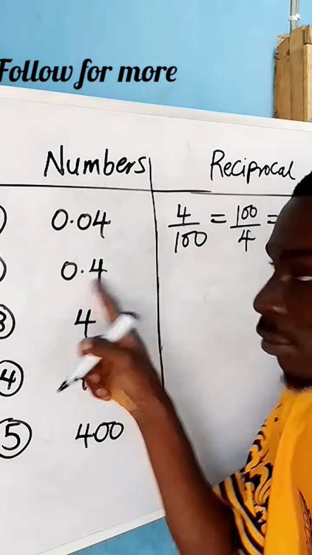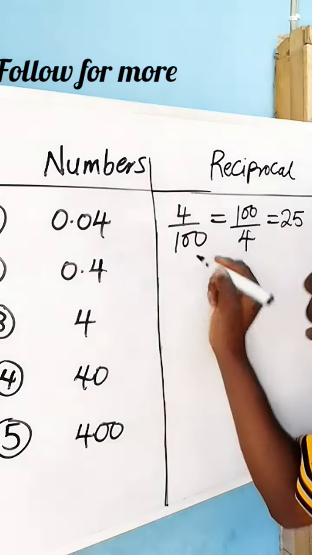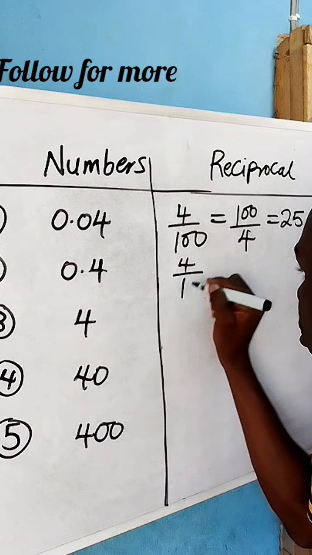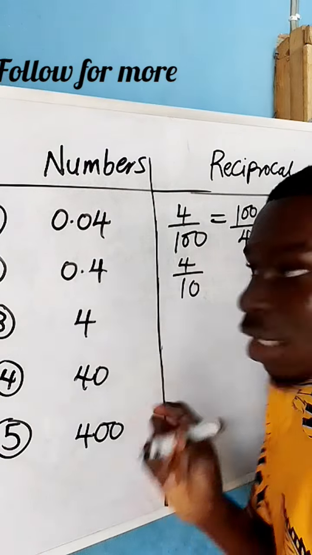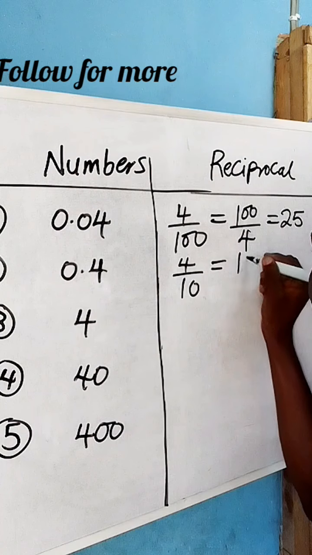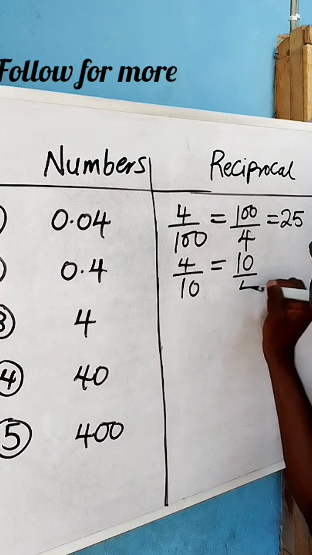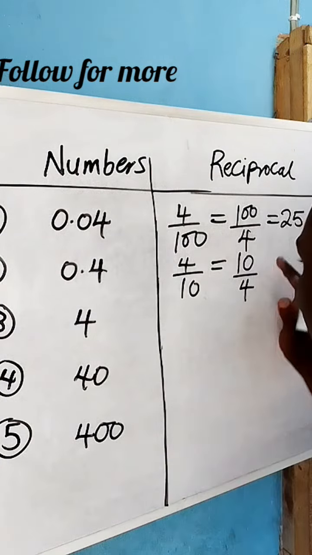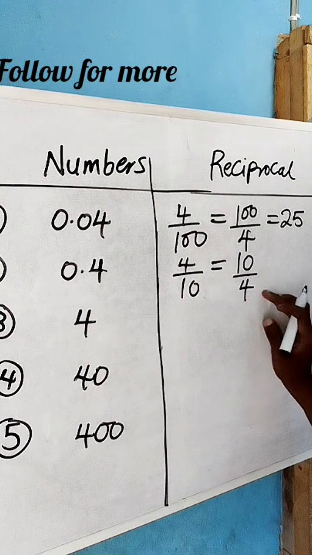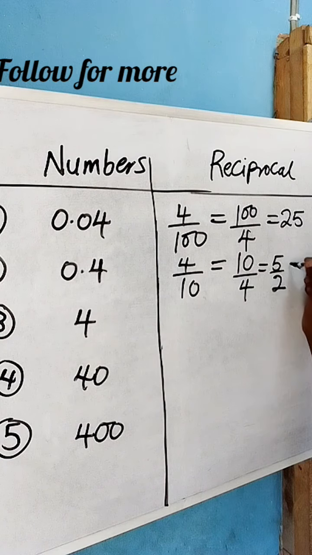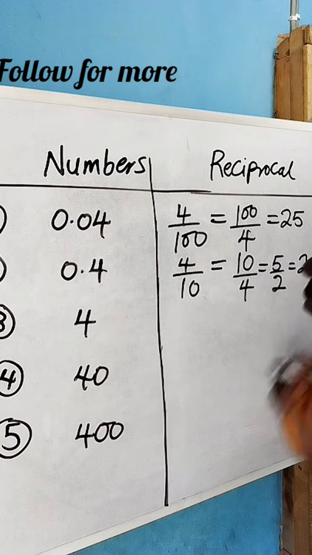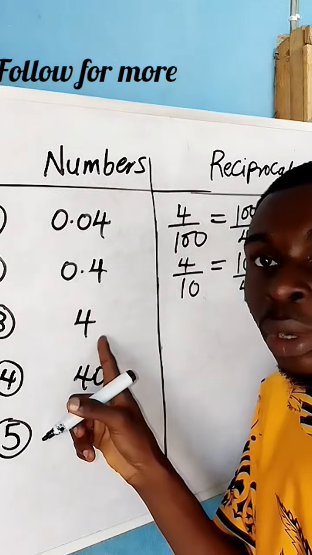Now let's get back to 0.4. 0.4 is the same thing as 4 over 10, because we have 1 zero, right? Now the reciprocal means that you should invert this fraction, and this becomes 10 divided by 4. Okay, now if you cancel out, if you divide this by this, this now becomes 5 over 2. If you divide 5 by 2, it is 2.5, that is what? 2.5.